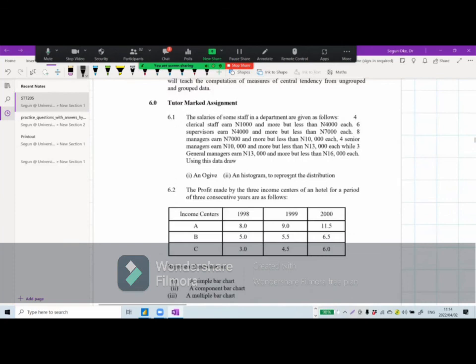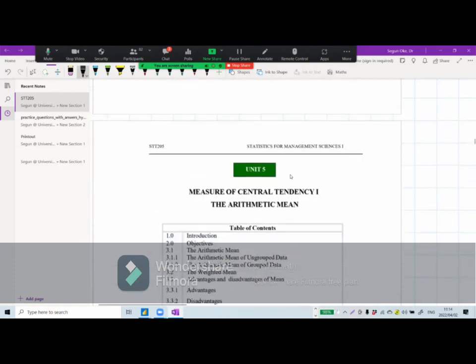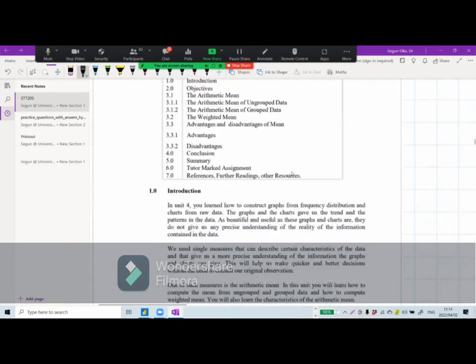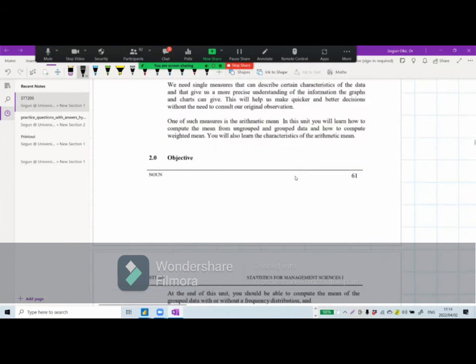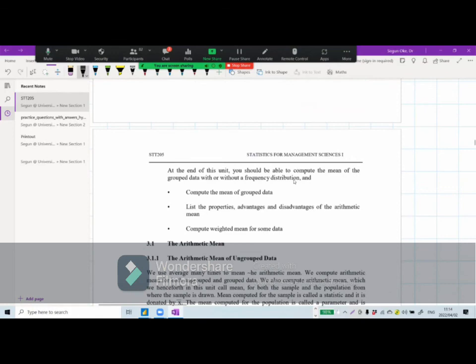As from next class, please always come with your calculator. We are going to do arithmetic mean for grouped and non-grouped data. So we will continue from there.